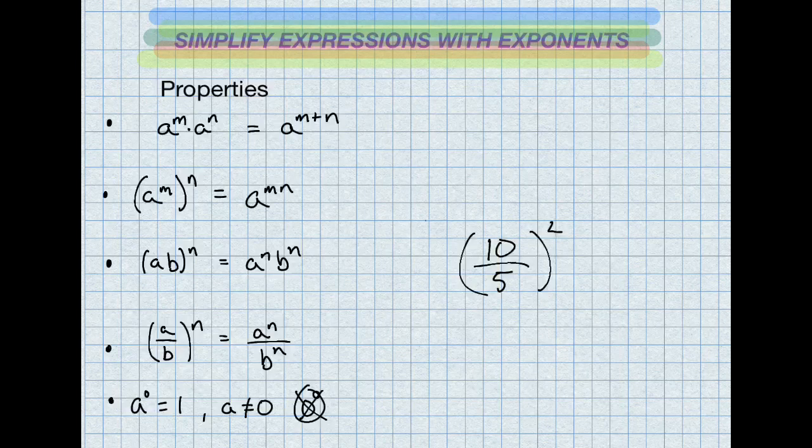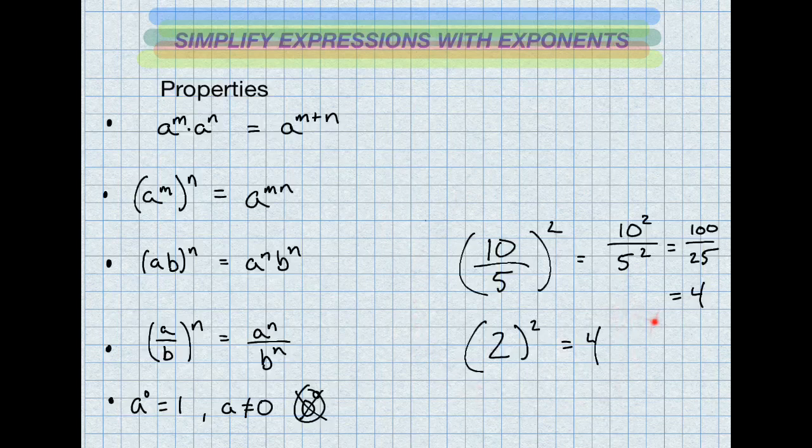So 10 divided by 5 is 2. 2 squared equals 4. Okay, now with our rule, we're saying that this is going to equal 10 squared over 5 squared. So that's going to be 100 divided by 25. That also equals 4. Okay, so here's your proof of how the way that works.